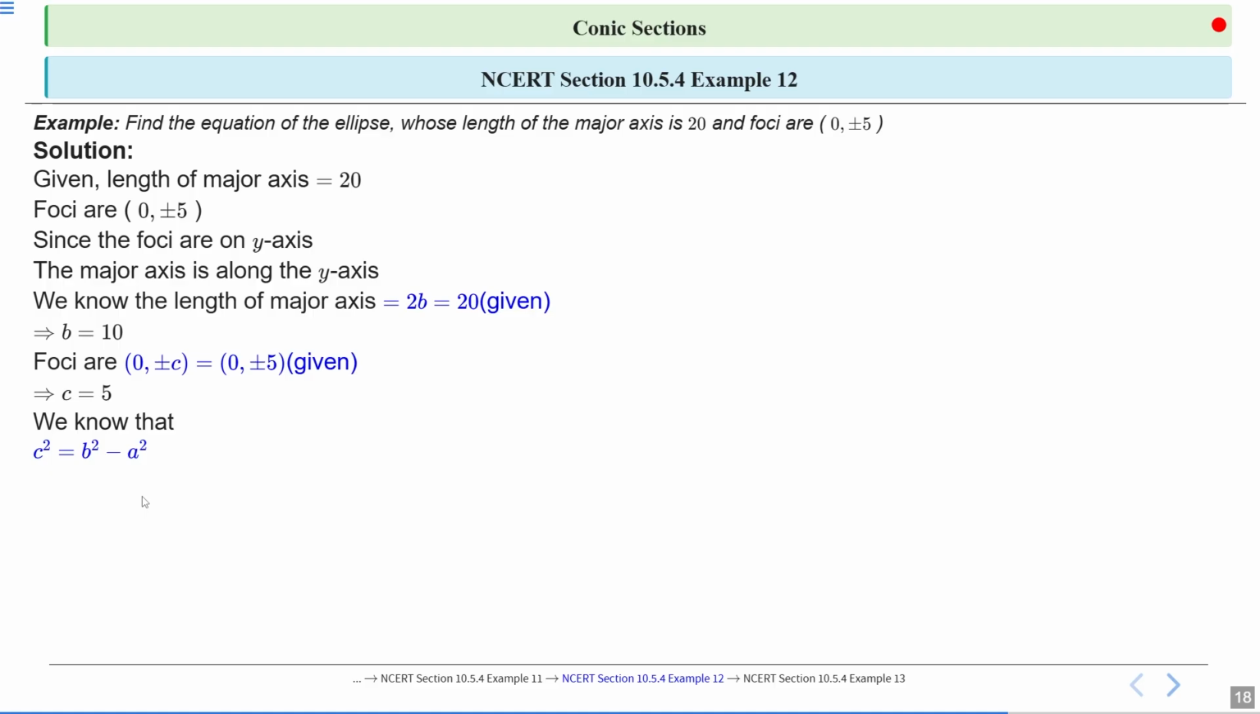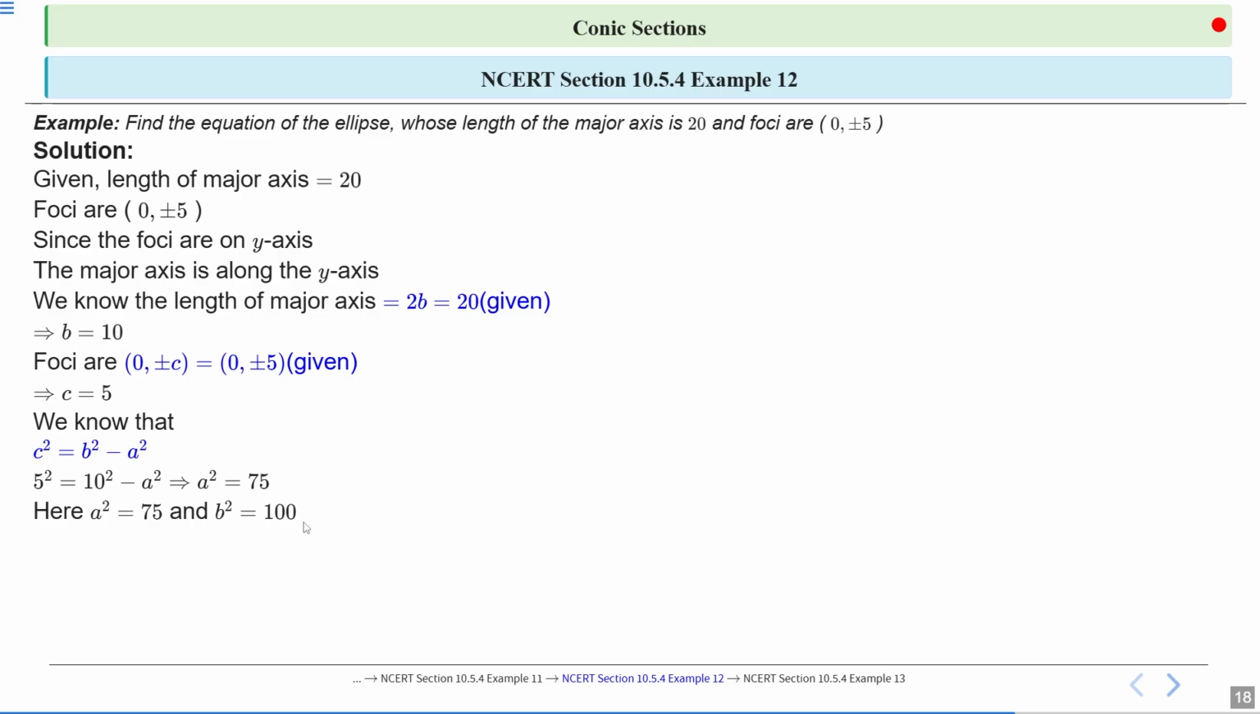Okay, and we've already found the value of b is 10 and the value of c is 5. Okay, so now just substitute here. b square is 100 and c square is 25 in this relation. So it implies 5 square is equal to 10 square minus a square, and from here you will get the value of a square is 75. So we obtain here a square is 75 and b square is 100.